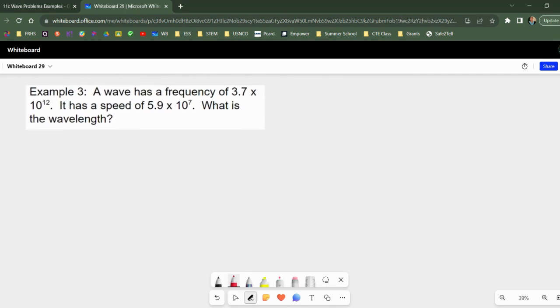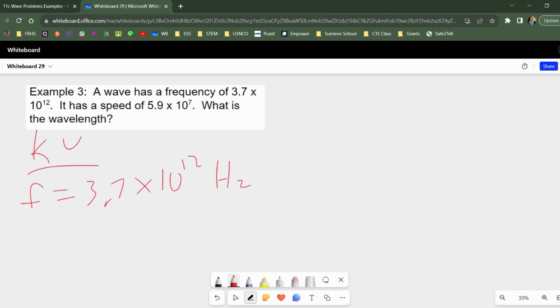Here we go. I have a wave. I made a mistake when I wrote this problem and forgot my units. If that ever happens and you don't know what the units are, in my class just assume that if we're working with waves, we're using the units I indicated at the beginning of the slideshow. All right, what do we know and what are we looking for? We know we have a frequency of 3.7 times 10 to the 12th, and that's going to be hertz because that's the frequency unit we're using.